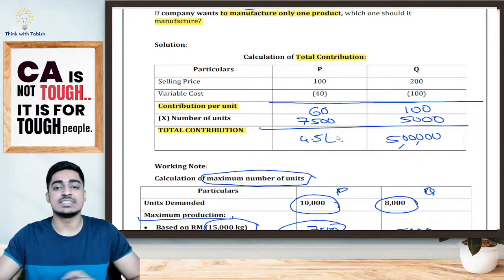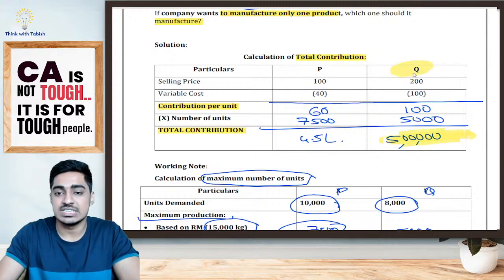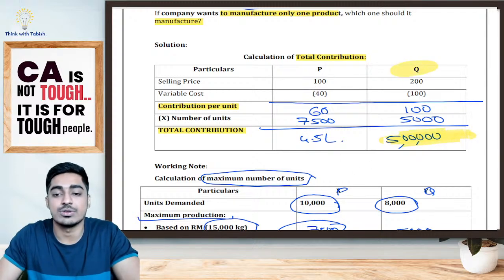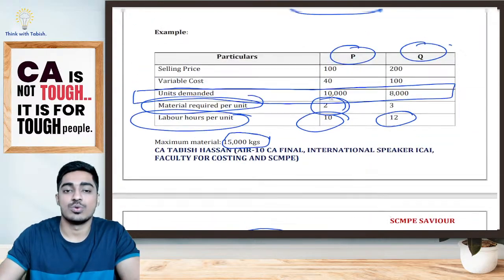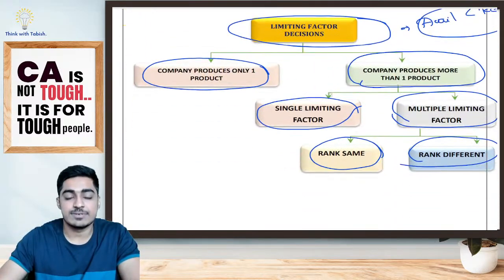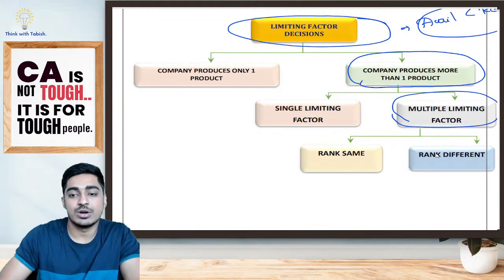So what is the final decision we'll be taking? If you are producing only one product, let us go ahead and manufacture Q, because that is giving us a contribution of 5 lakh. Is it clear, students? So if the company decides that we'll produce only one product, how do we take a decision?